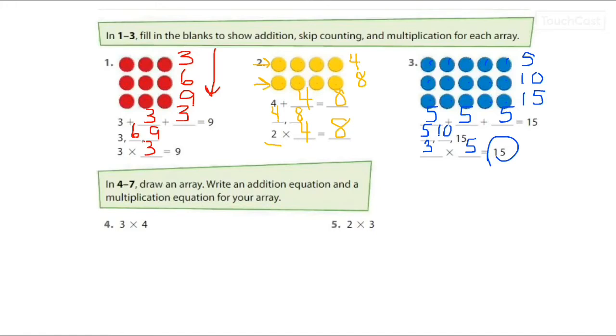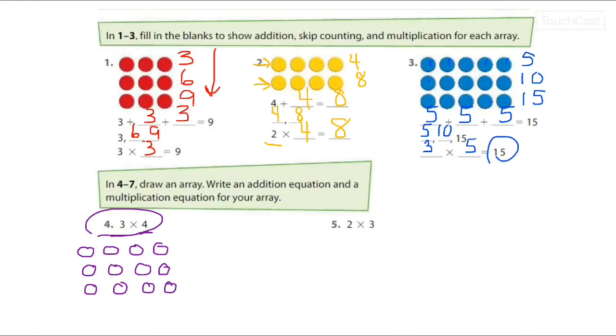Now, that was all well and good, but let's try going the other way. I'm going to look at a multiplication sentence and see if I can write an array. So remember, it's how many rows of how many. So I'm going to have 3 rows of 4. So let's try drawing the array. So here's 1 row of 4, 2 rows of 4, 3 rows of 4. There's my array.